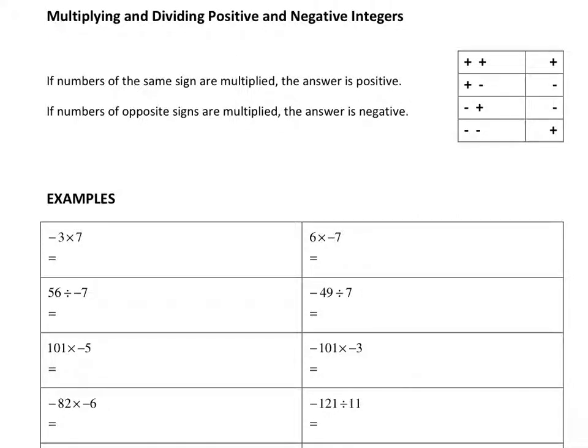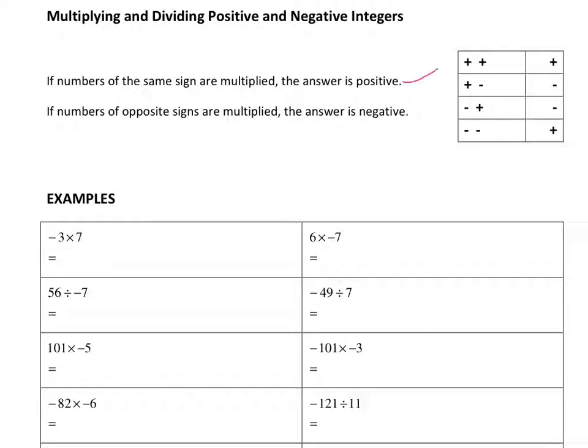We're going to look at multiplying and dividing positive and negative integers. If numbers of the same sign are multiplied or divided, the answer is positive. So for instance, multiplying a positive number by another positive number will give you a positive answer. Multiplying a negative number by another negative number, the answer will be positive.